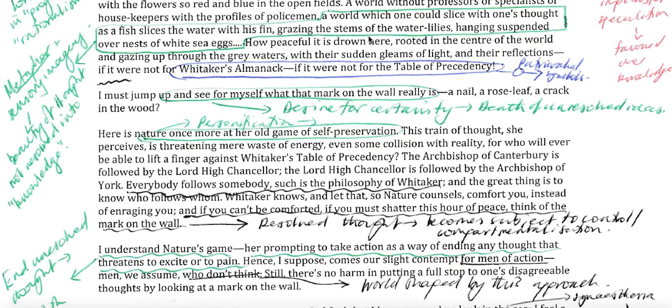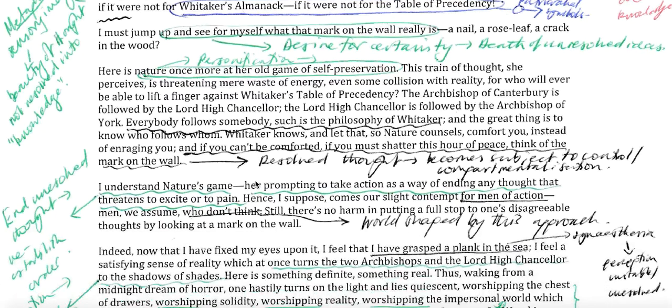If it were not for Whitaker's Almanac, if it were not for the table of precedency, these perhaps symbols, we could call them, for patriarchy. I must jump up and see for myself what that mark on the wall really is, and nail a rose leaf to a crack in the wood.